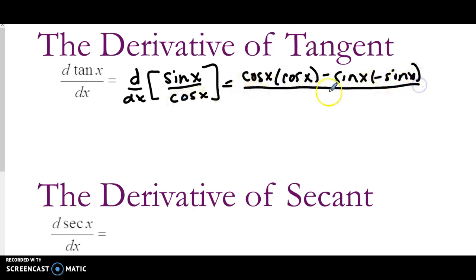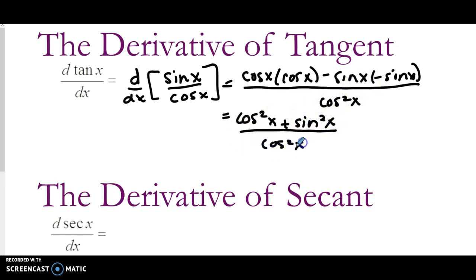All over cosine squared. In my numerator, this is cosine squared of x plus sine squared of x, all over cosine squared of x. Then you were thinking in your brain, oh my gosh, that's just 1 over cosine squared of x. But this can be rewritten as secant squared of x.